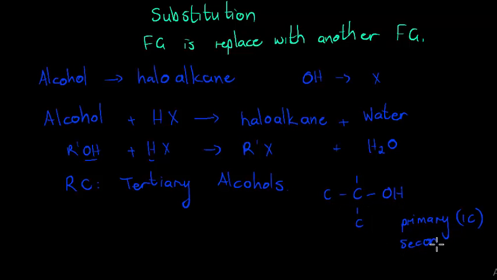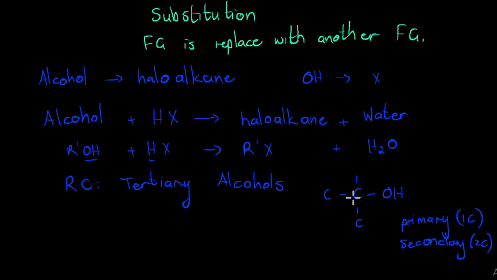It's not really a branch. Secondary has two carbons. Okay, that just means that the alcohol is not at the end. It is somewhere in the middle. Notice if I didn't have this one, then my carbon is at the end, either on this end or on that end. The carbon is at the end.